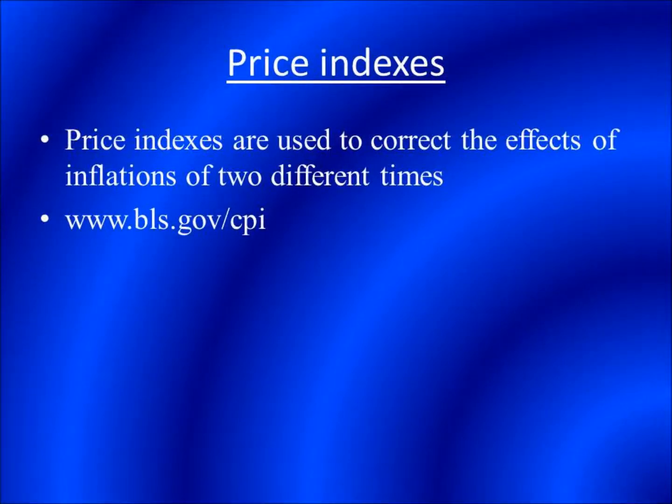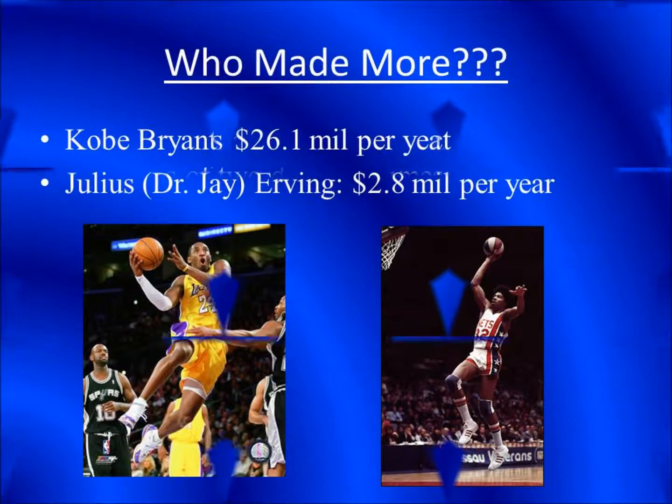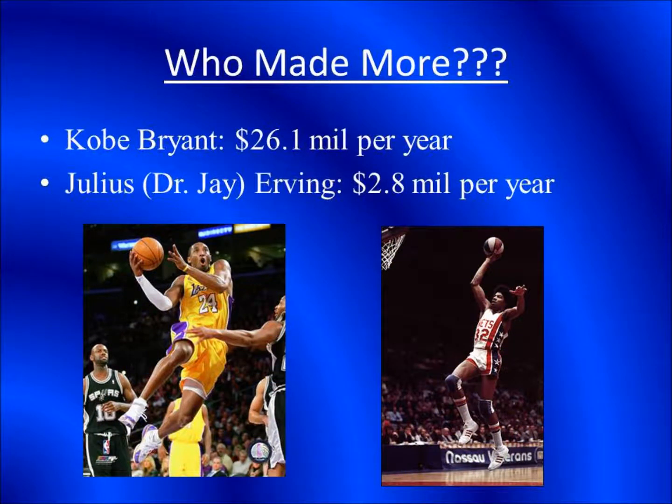Now let's look at price indexes. Price indexes are used to correct the effects of inflation of two different times. We chose Kobe Bryant and Julius Erving to explain the effects of inflation of two different times. Price indexes dated back to 1913 to the present may be found at www.bls.gov/CPI. We found that Kobe Bryant earned $26.1 million per year, and Julius Erving earned $2.8 million per year.